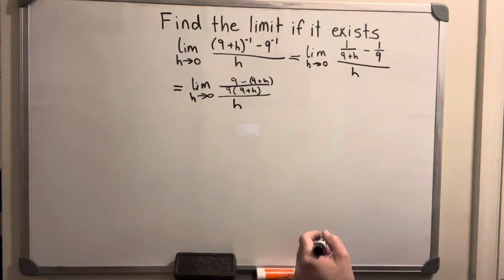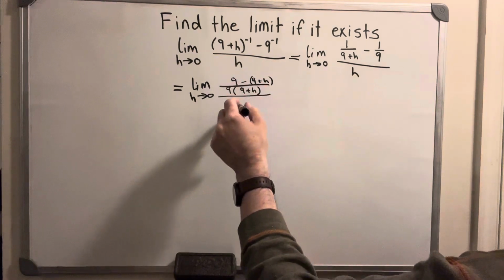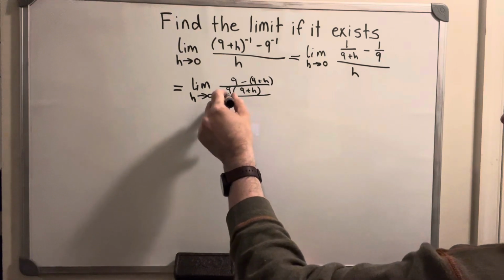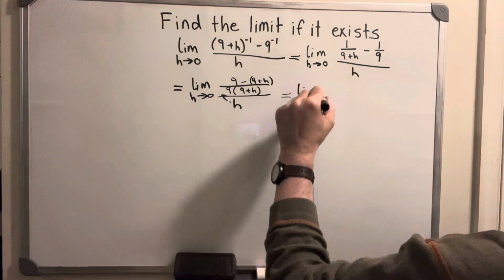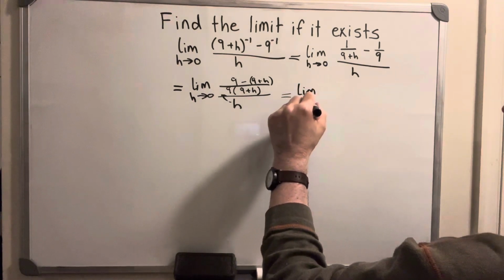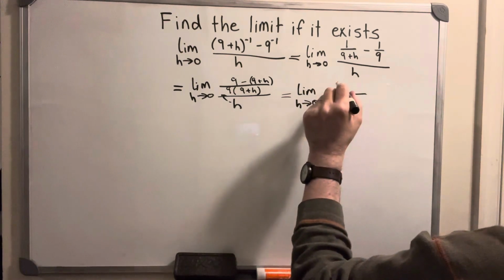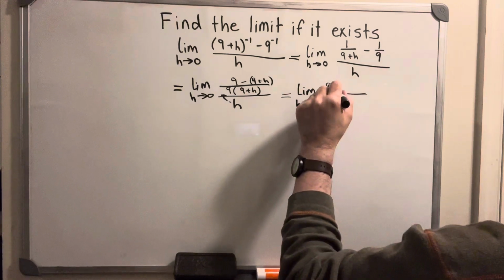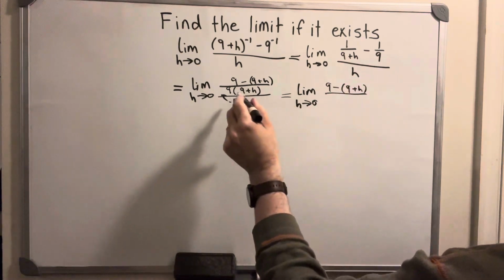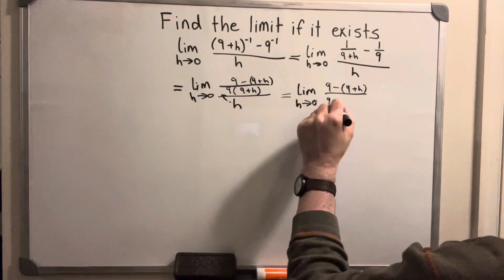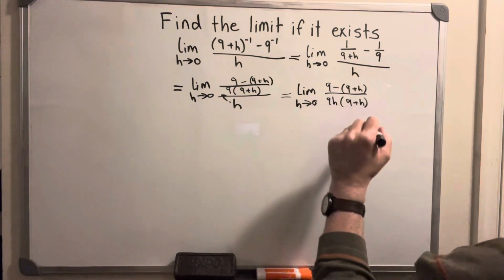Okay. So now we have this divided by this and all of it divided by this. What we can do is bring this up here, right? So we have the limit as h approaches 0 of, now it's all just a single fraction. On the numerator we have 9 minus the quantity, 9 plus h. And in the denominator we can put 9h times 9 plus h.